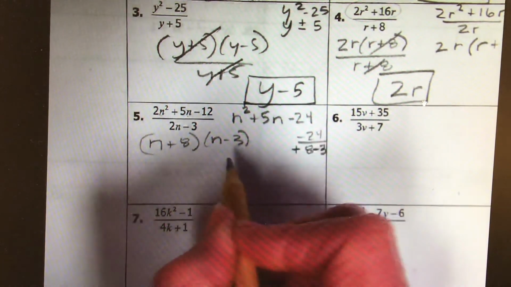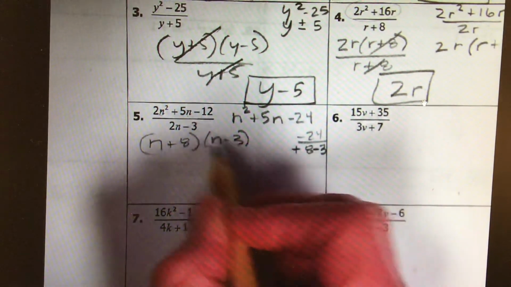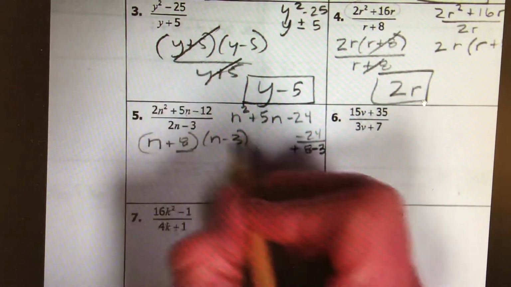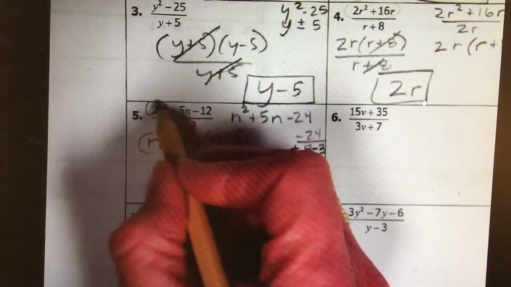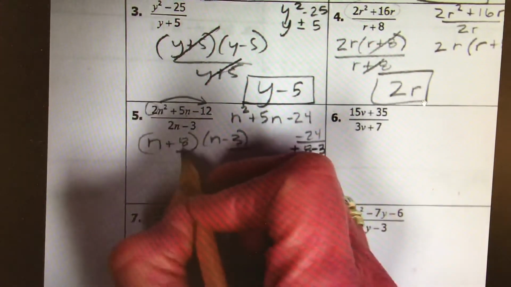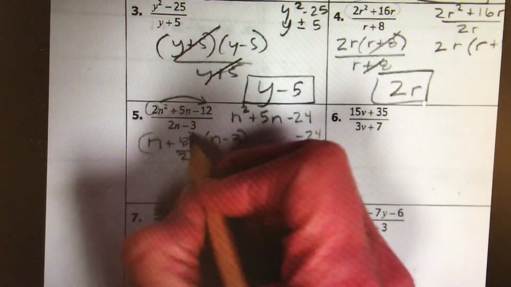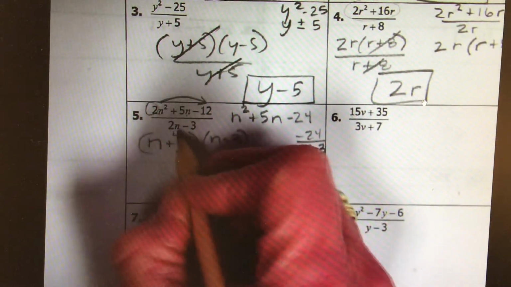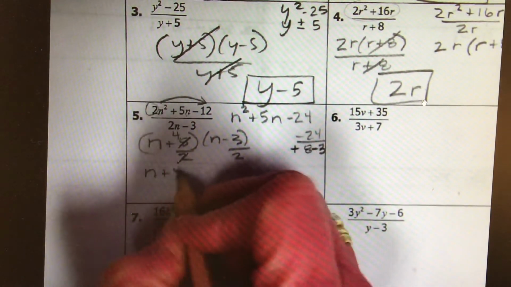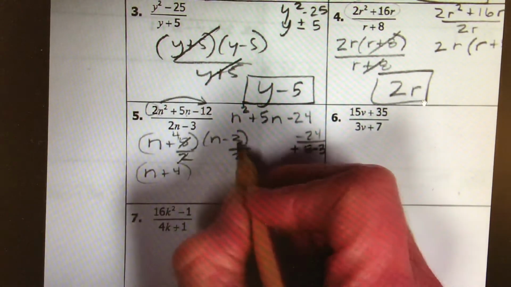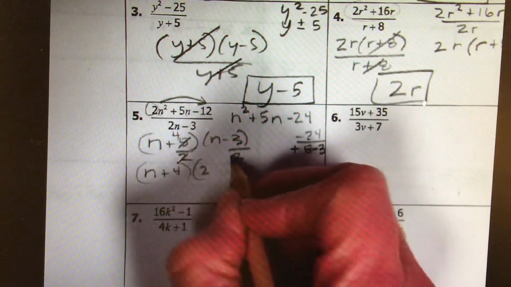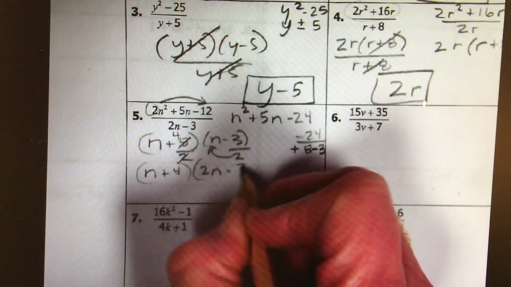Now I have to divide the constants again by what I slipped. So 2 goes into 8 4 times. This becomes n plus 4. And then this is as simplified as it gets. So I slide this back. 2n minus 3.